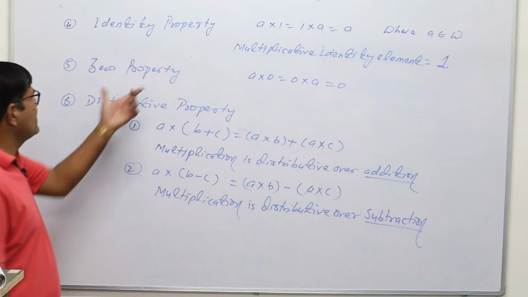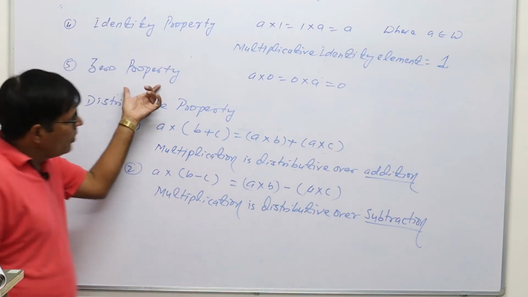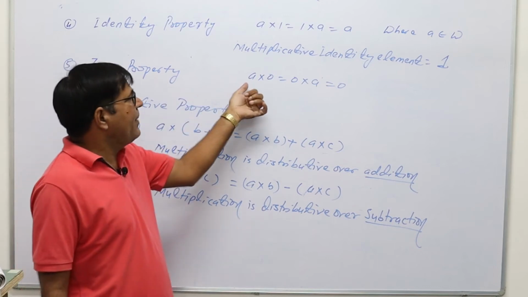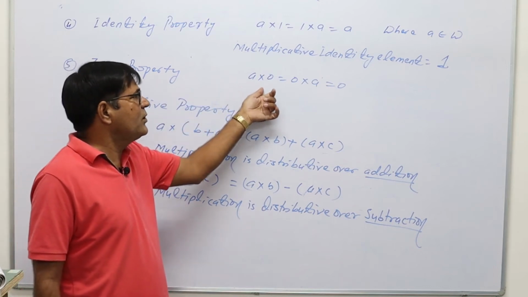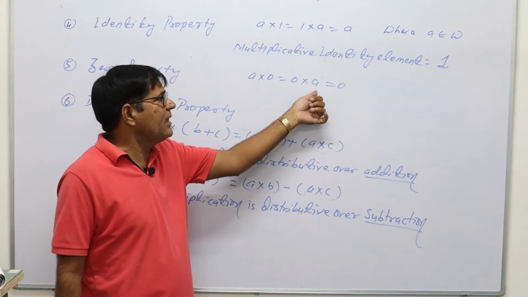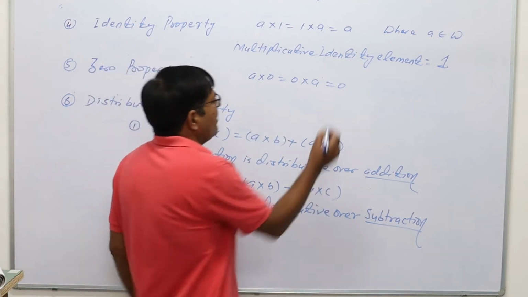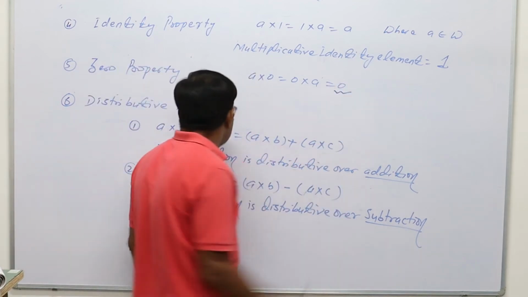Next property is the zero property. So, in the zero property, if any whole number is multiplied with 0, or 0 is multiplied with the whole number, then the result will always be equal to 0.